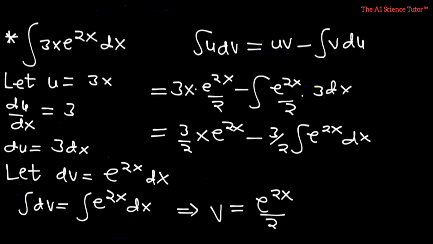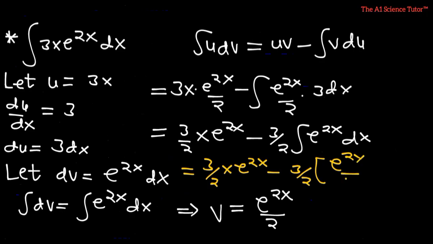So that should now give us 3 over 2 x e to the 2x minus, we got 3 over 2. And over here, we should have e to the 2x. So I need to write 2x there. This is divided by 2 plus c. So I think I will just clear this out.